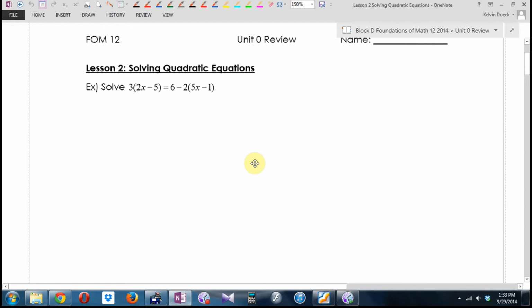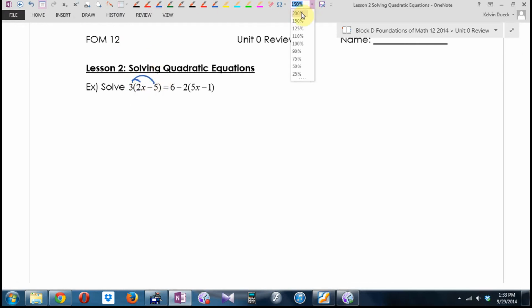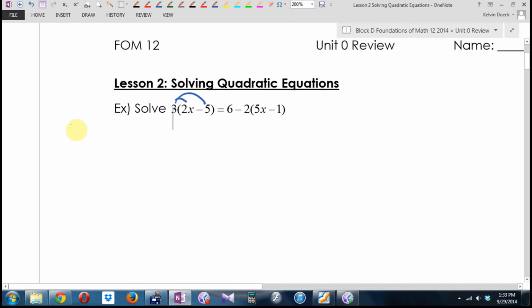Okay? So taking a look at this, is this a quadratic equation? When I get rid of brackets, will I end up with any squareds? Let's find out. So it says solve. Okay. I would go like this. I would go like that. Which would give me 6x minus 15.